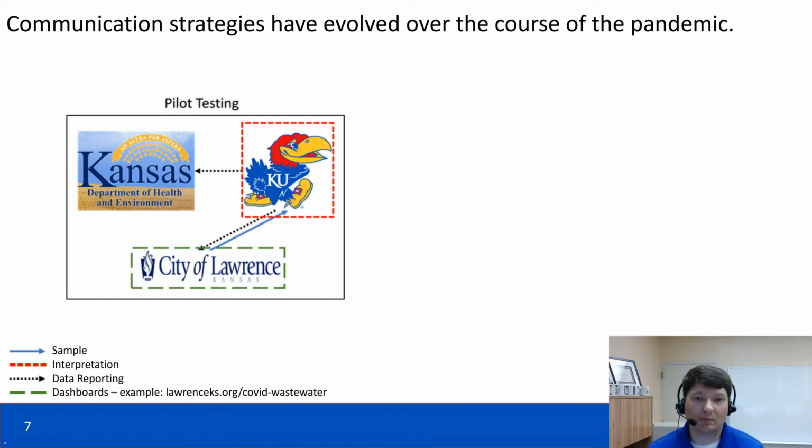And so when we were in our pilot phase, which was, can we do this? Are we interested in doing this? We were working closely with the city of Lawrence, which is the hometown of the University of Kansas. And so the city of Lawrence was really great. They were providing us samples. We brought those samples back to our labs, concentrated the virus, extracted the RNA, and then quantified. And then we reported this information with a close partner at the Kansas Department of Health and Environment.